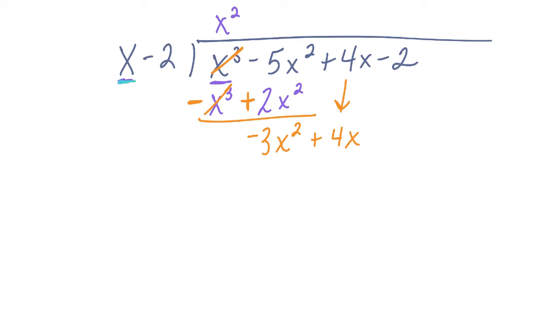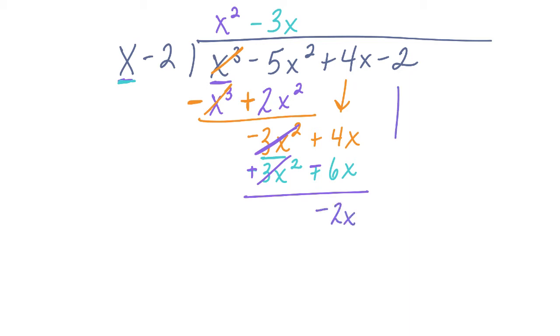So we take first into first. How many times does x go into negative 3x squared? Good. Negative 3x. Negative 3x times x is negative 3x squared. Negative 3x times negative 2 is positive 6x. And I have to change the signs because we want these to cancel out. And I have 4x minus 6x, which is negative 2x. And drop the negative 2.